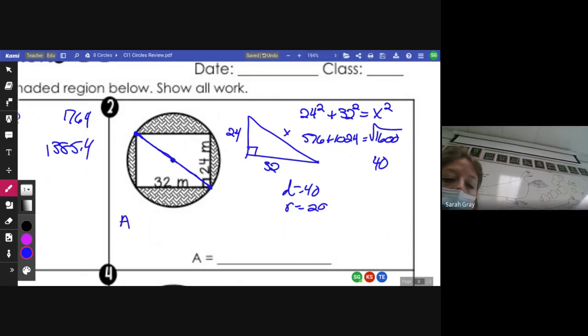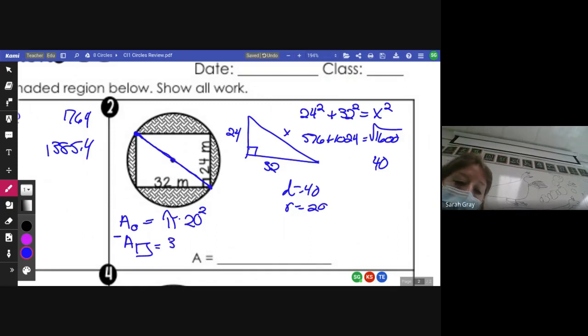So area of the whole circle minus area of the rectangle is the method. So pi times 20 squared, pi r squared, minus 32 times 24. Squared times pi.